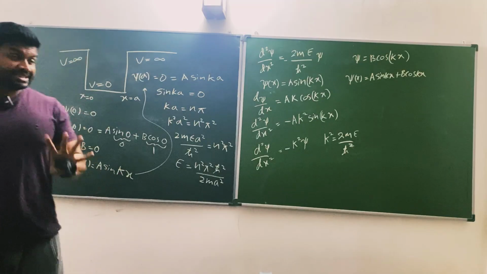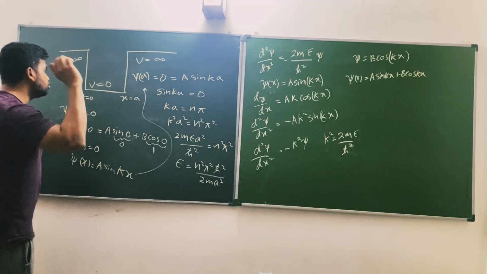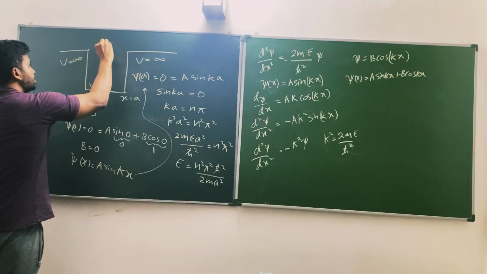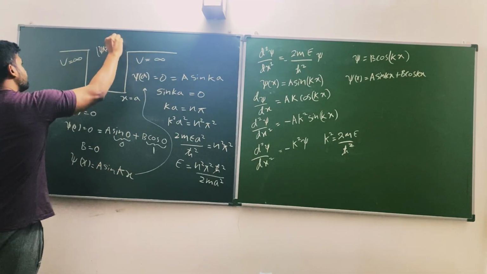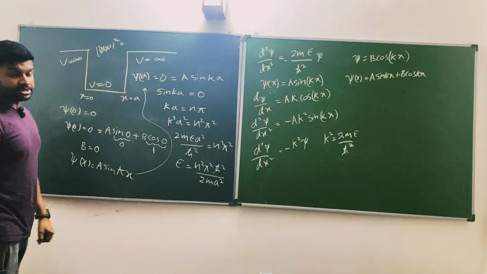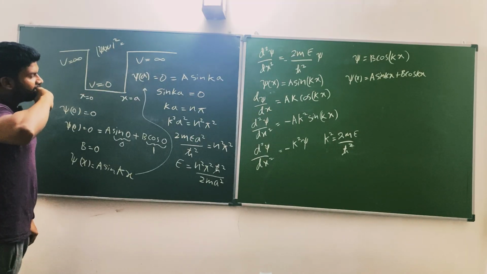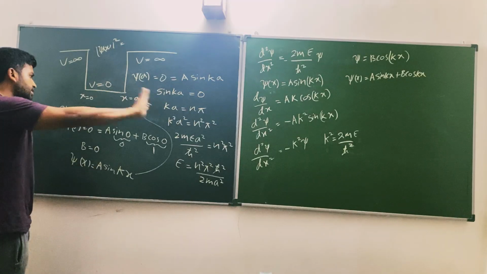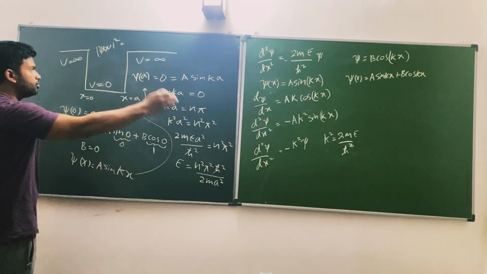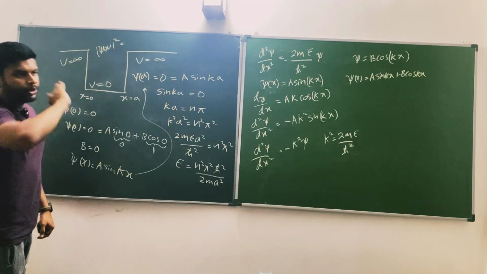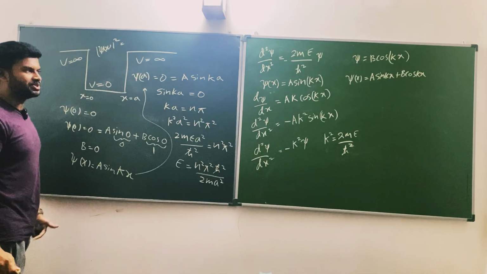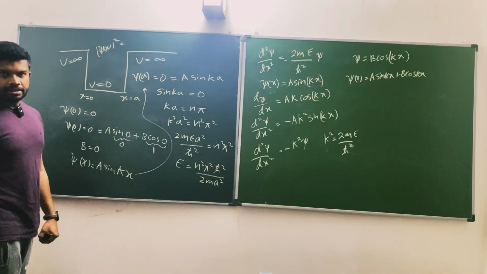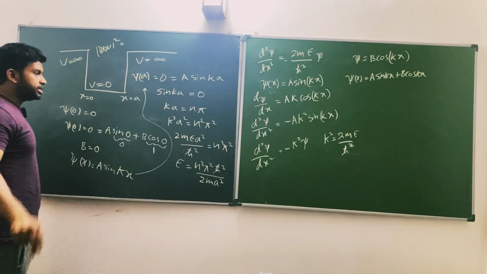If the wave function is 0, the first problem is you don't have a particle here, guys. Because we already know that the square of the wave function represents the probability density of the particle. You should be able to find the particle somewhere. If it is 0, you can't find the particle anywhere. So this contradicts everything that we have been discussing so far. And the second problem is even more dangerous.